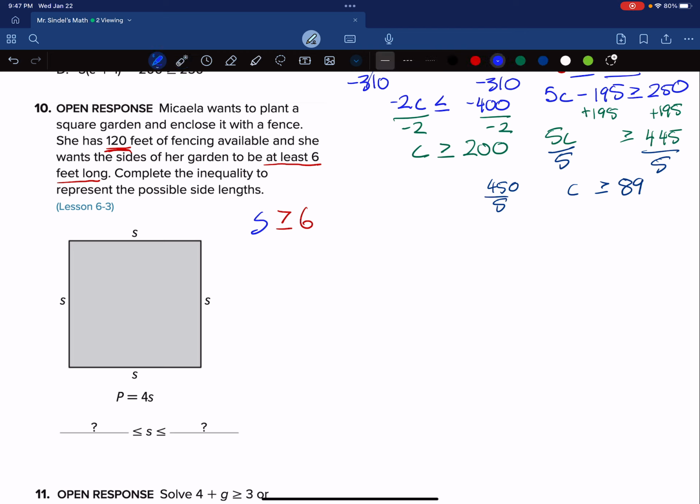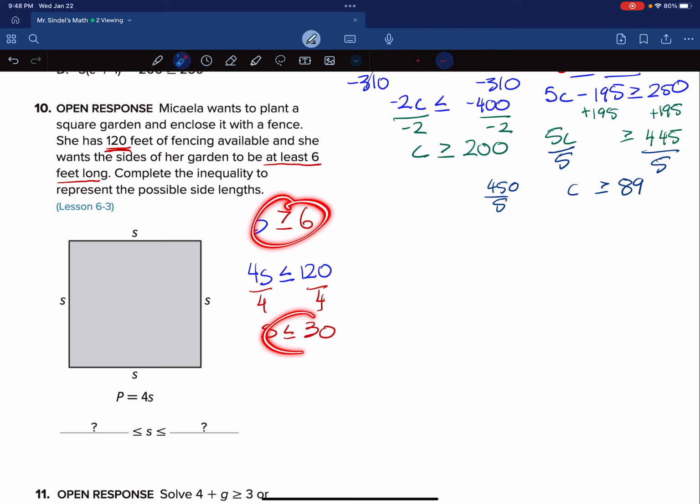And what about the second inequality? I know that if I multiply s by 4, 4 times s, aka the entire perimeter, this thing cannot exceed 120 feet because I don't have that much fencing. So it needs to be less than or equal to 120 feet. And then I can solve that one all over again. Divide by 4, and s is less than or equal to 30. So those are the bounds. I have to say I'm bigger than or equal to 6 and less than or equal to 30. The way that we write that down is we say our lower bound is here and our upper bound is right there.